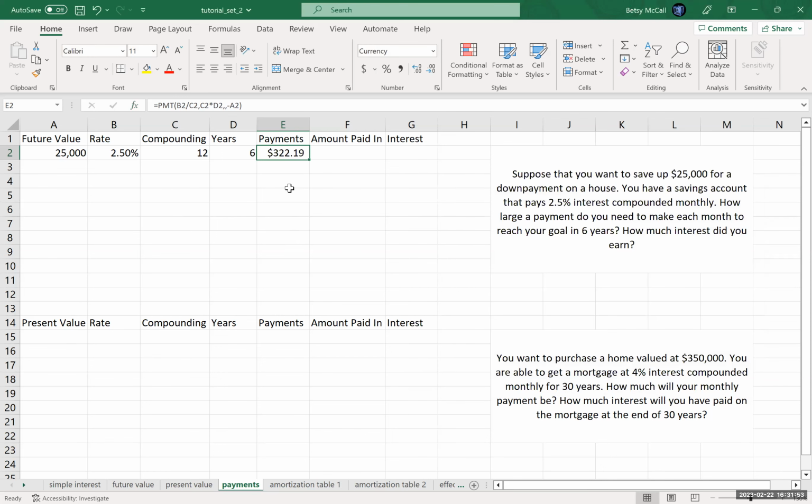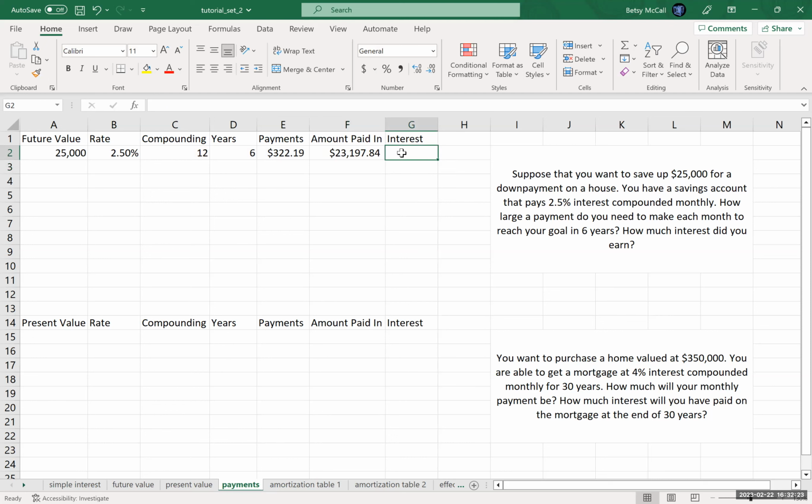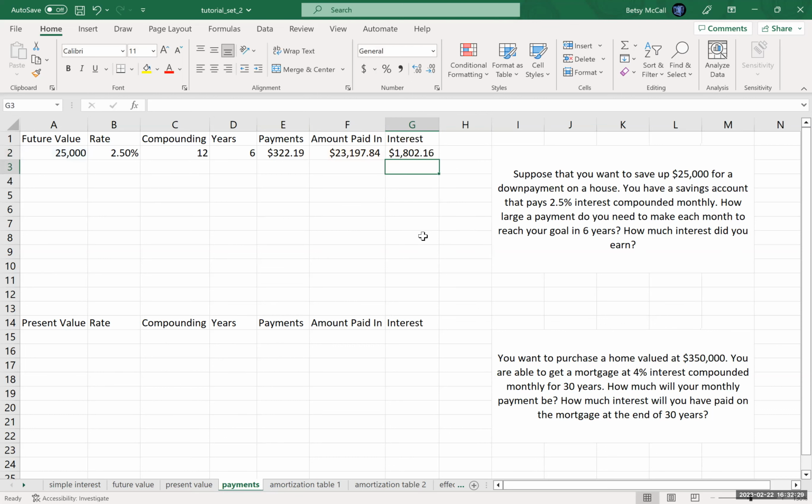And so if we hit enter, the payment that we have to make in order to reach this goal is $322.19. Now, if I want to know the interest, I need to first know how much money I paid into the account. That's going to be the payments times the number of payments that I've made. So the size of my payments times the compounding period times the years. That will give me the total amount of money I've paid in. And then the interest will be the future value minus the amount that I paid in. So I've earned $1,800 in interest, which is not a lot because the interest rate is very small.